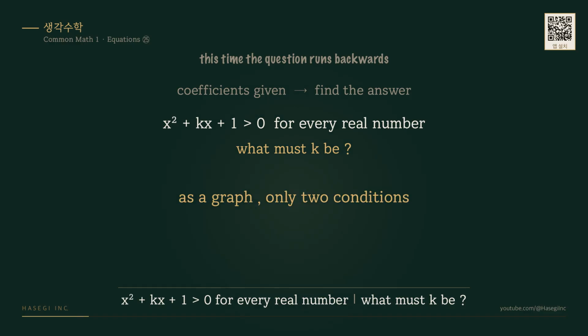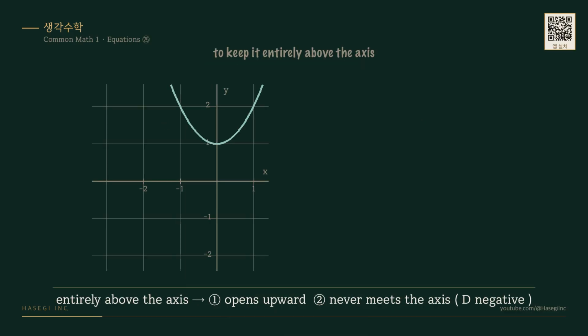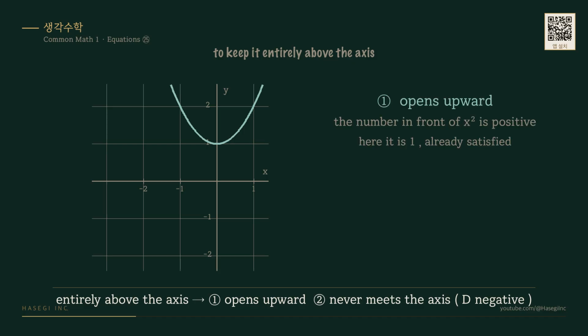And drawn as a graph, this question needs only two conditions. Holding for every real number means the graph sits entirely above the x-axis. What does a parabola need in order to do that? Two things. First, it has to open upward, because opening downward would send both ends plunging below. Here the number in front of x squared is 1, so that is already satisfied.